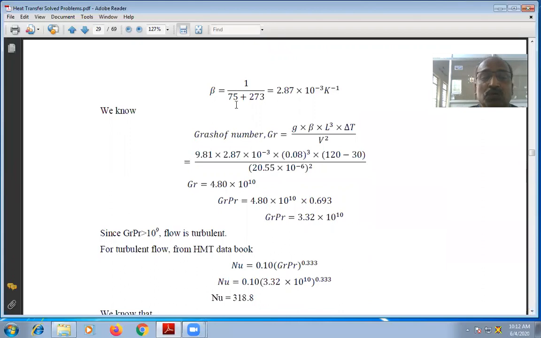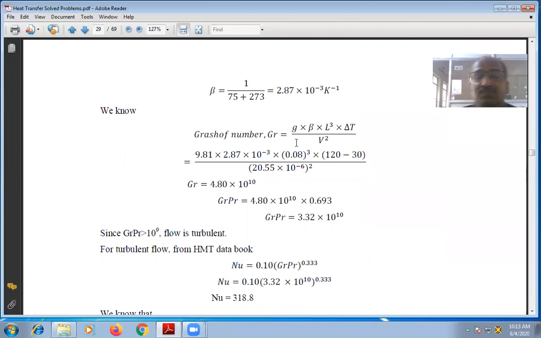Beta is equal to 1 by 75 plus 273. That is 2.87 into 10 raised to minus 3 per Kelvin. So beta is called the coefficient of thermal expansion. Then we have to go for the Grashoff's number. Why? Because we have to identify whether the flow is laminar or turbulent. That we have to find out.